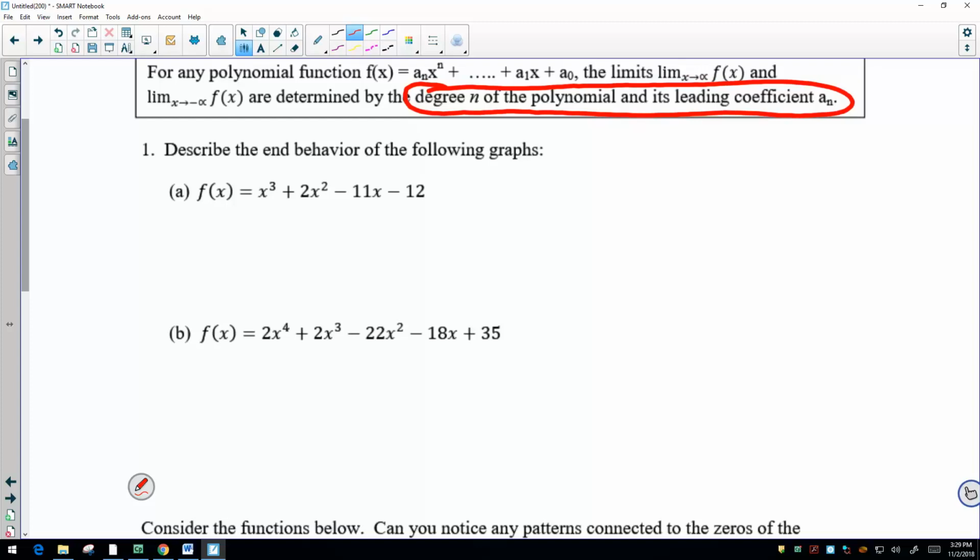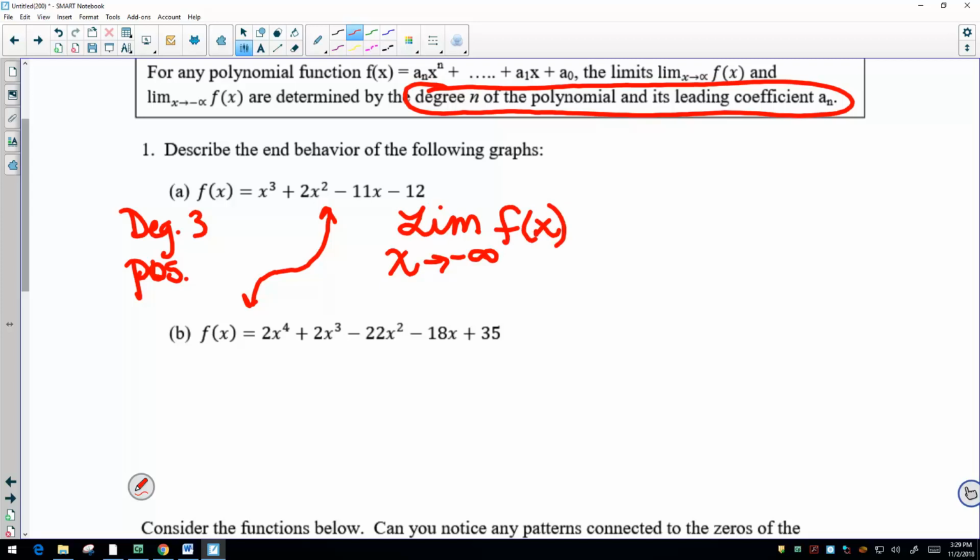So I want to figure out the degree. Looking at this, I could tell you the degree on this is going to be a degree 3. That's my largest exponent. I can see the leading coefficient is positive. So in my mind, I'm thinking it's going to look like our parent function of x cubed. Okay, so if I had to describe the end behavior, and now this is especially true if we don't have a calculator.